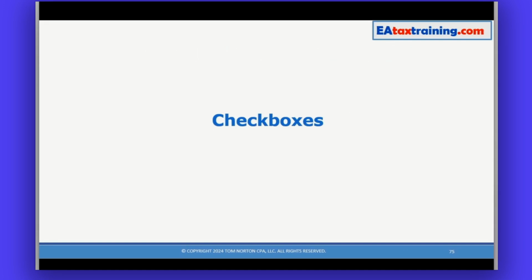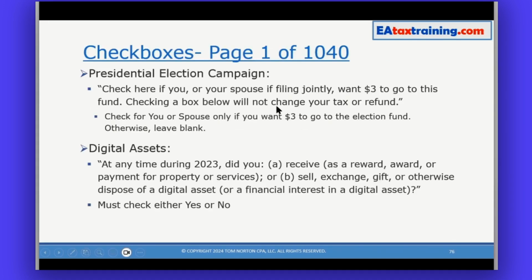And now our last topic in this video, and it's a short one, so we're almost there, is the check boxes. We already talked about these. We saw these when we looked at the top of the 1040. There's the presidential election campaign checkbox. It says, check here if you or your spouse, if filing jointly, want $3 to go to this fund. Checking a box below will not change your tax or your refund. So this does not add $3 to your tax or to the amount you owe, and it doesn't subtract $3 from your refund. It's just saying that I want $3 of my taxes to go to this presidential election campaign fund. If you leave it blank, then the $3 will not go to the fund. If you check it, $3 will go to the fund. It is completely up to the taxpayer. In the real world, rarely is this box checked. But if the taxpayer wants to, they certainly can.